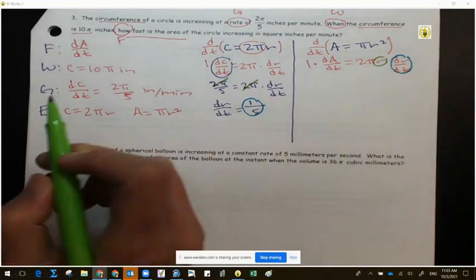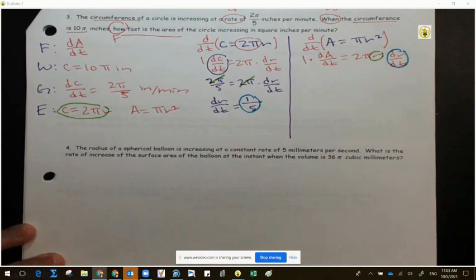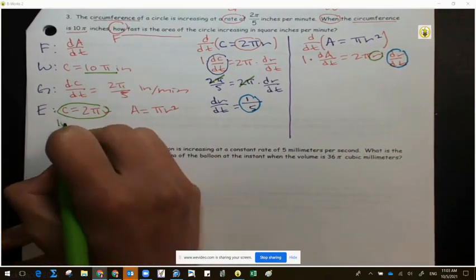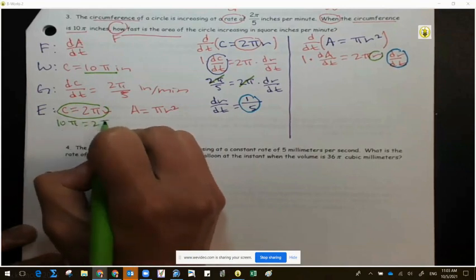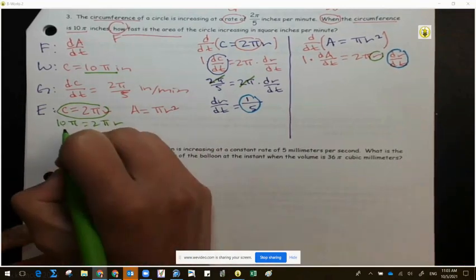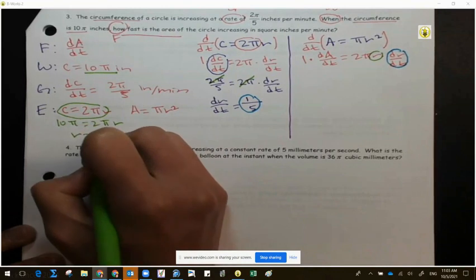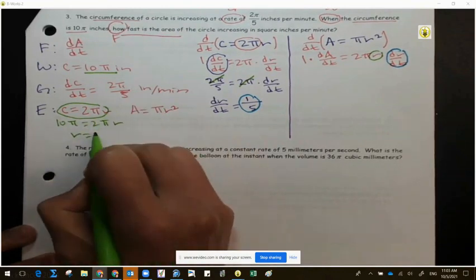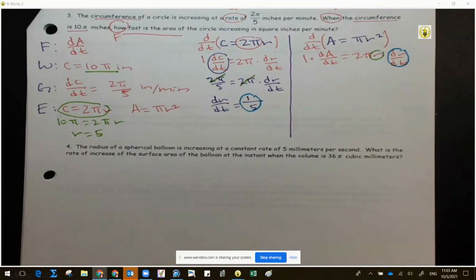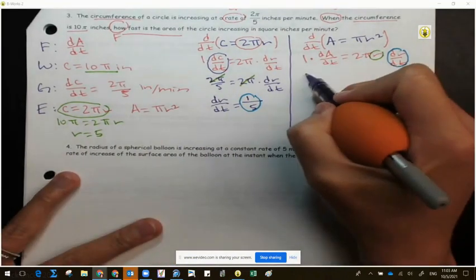Could I find the radius by plugging it in here? Do I know my circumference? 10 pi is equal to 2 pi r. So who must be my radius? What's 10 divided by 2? 5 it is. So let's start plugging them in.